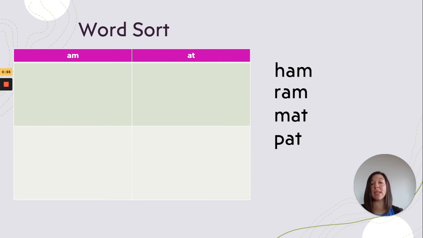Now they might not be able to read these words, so you may have to read these words to them so they just hear them, because really in phonological awareness activities, we could do these with our eyes closed. So, where would ham go? Is that in the am or the at rime? And hopefully they would say the am.